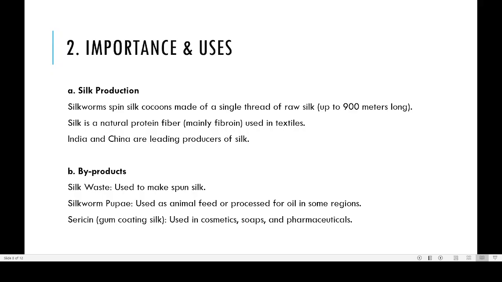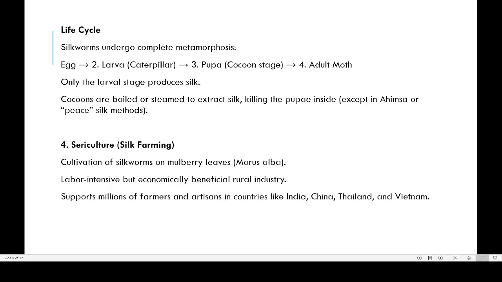Then sericin. It's a gum coating the silk. It is used in the cosmetic industry, soap industry, and pharmaceutical industry. These are some of the byproducts which we are able to get from silk. Then the life cycle of the silk.